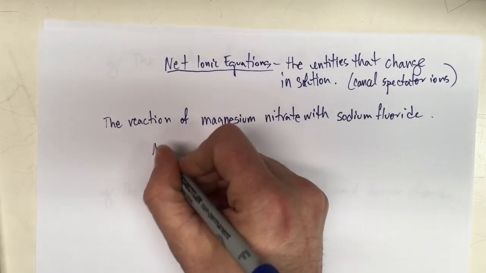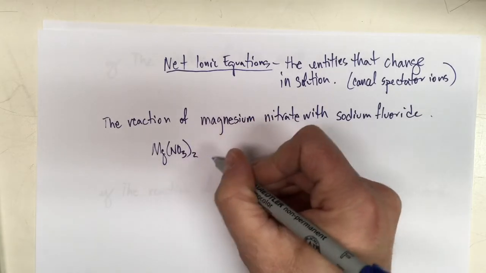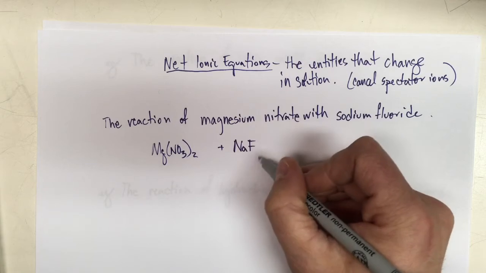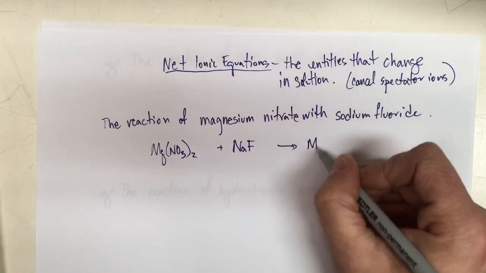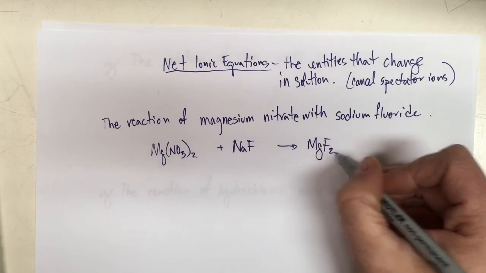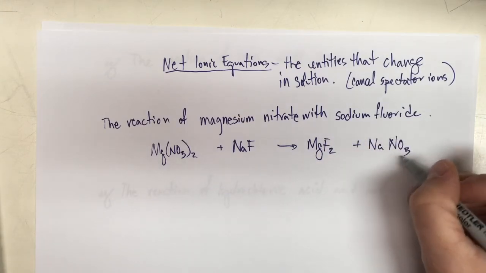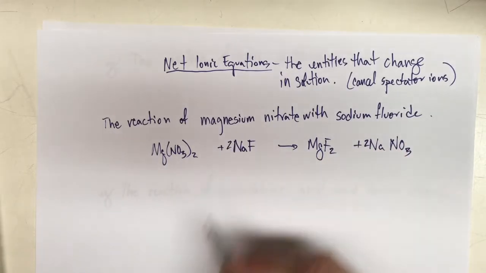So I've got magnesium nitrate and sodium fluoride, and these are going to undergo a double replacement, so you get magnesium fluoride and sodium nitrate. To balance it, I'm going to need two of these guys, and I'm going to need two of these guys.